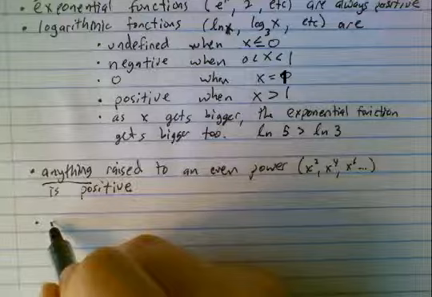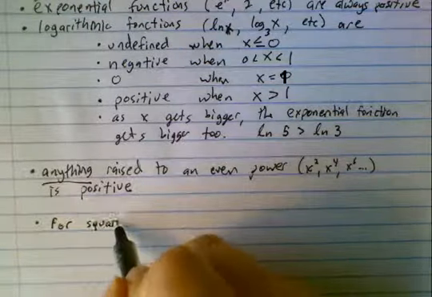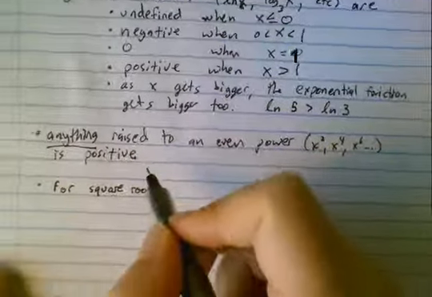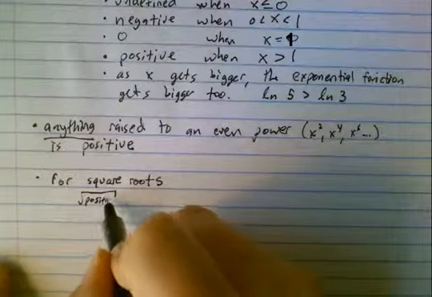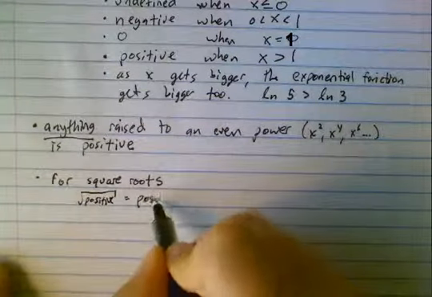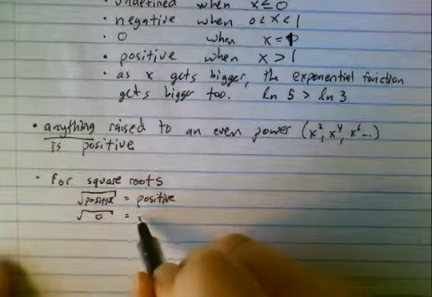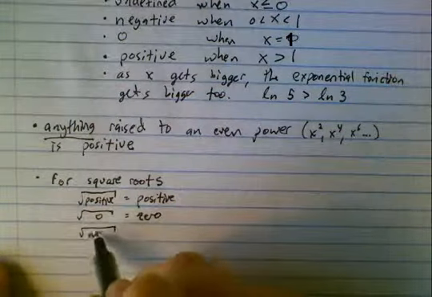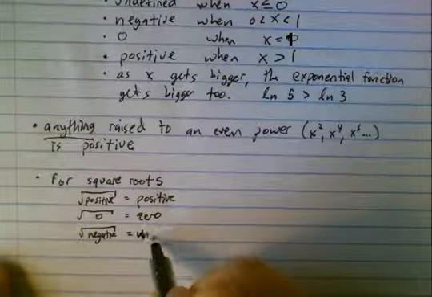There are some rules involving square roots. Square root of a positive is positive. Square root of 0 is 0. Square root of a negative is undefined.